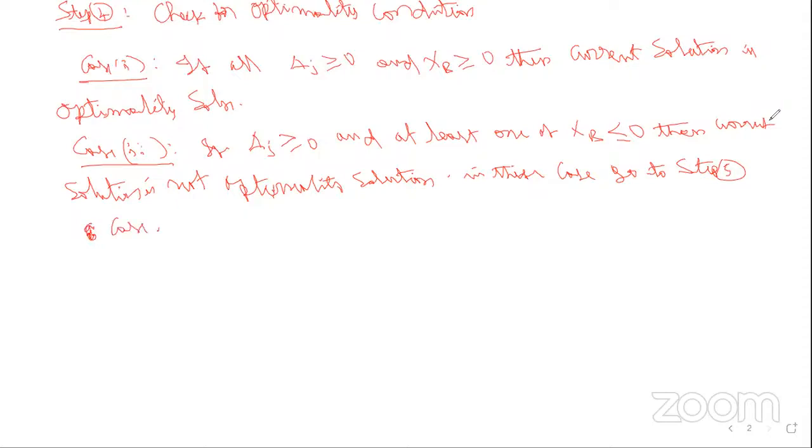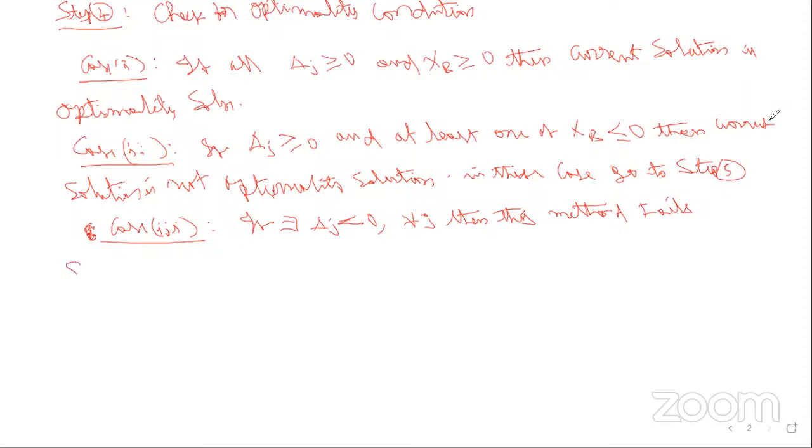Case 3: If there exists delta j less than 0 for some j, then this method fails.